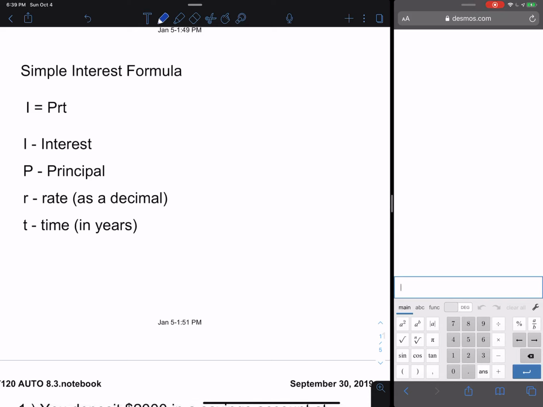If we look at the simple interest formula, it's I equals P R T, where I is the interest, and that's measured in dollars. Principal is what P stands for and is also measured in money or dollars. R is the rate and it's as a decimal. Remember, it'll be given as a percent in the problem. And time is what T represents, and it has to be measured in years.